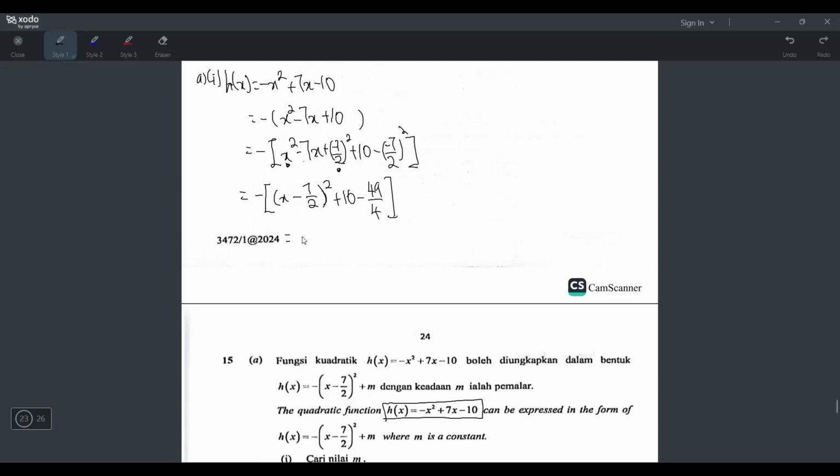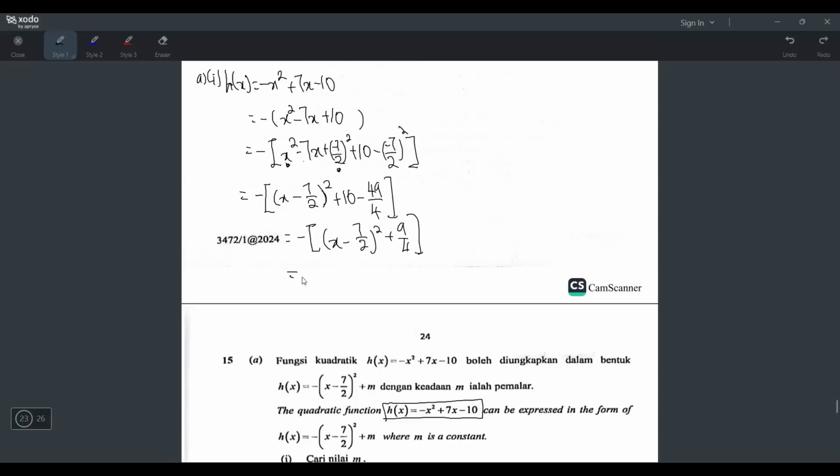Okay, now you get equals negative. I noticed that the two numbers at the back can be combined. Number with number can minus. So I think the big bracket I still have to write. So x minus 7 over 2 square, and then 10 minus 49 over 4. You can just use your calculator, press it, and you'll get positive 9 over 4.